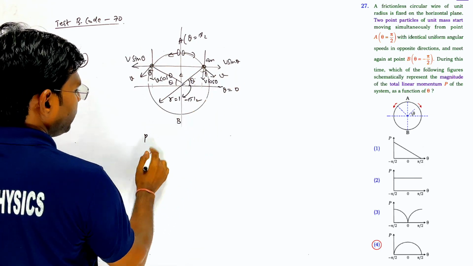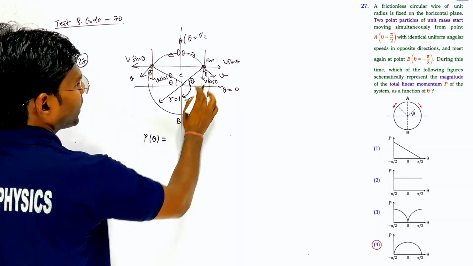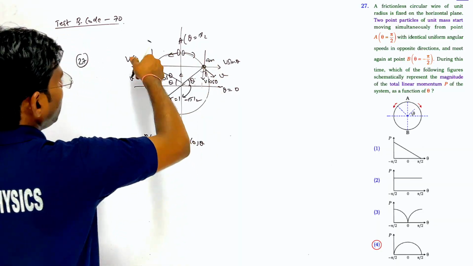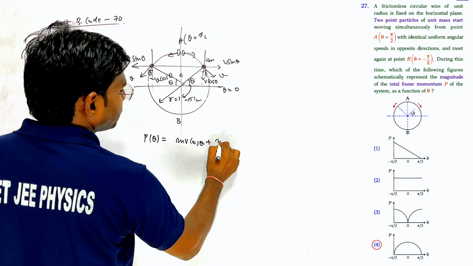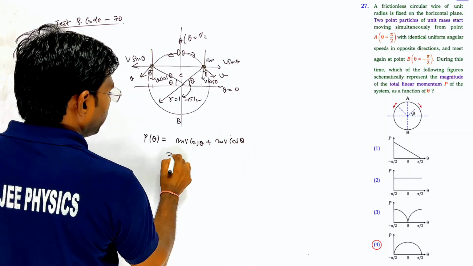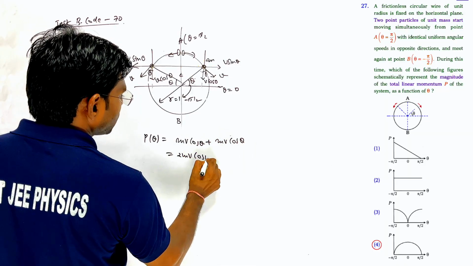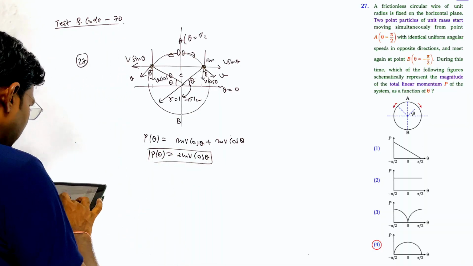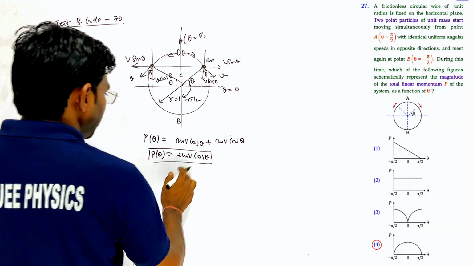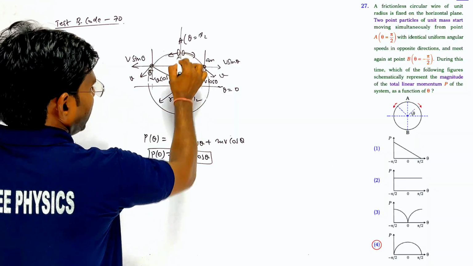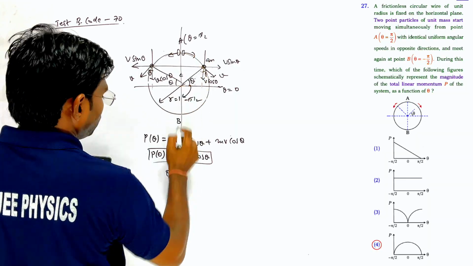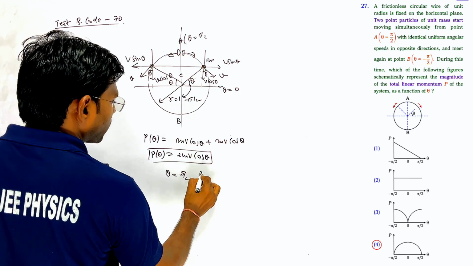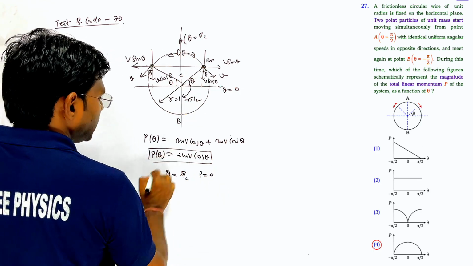So the linear momentum as a function of theta, you may write m into v cos theta and m into v cos theta. So the linear momentum is 2mv cos theta as a function of theta. Now which option is the correct option as a function of theta? It depends upon theta. Listen, at theta equal to pi by 2, cos pi by 2, the linear momentum will be 0. Is it clear or not?